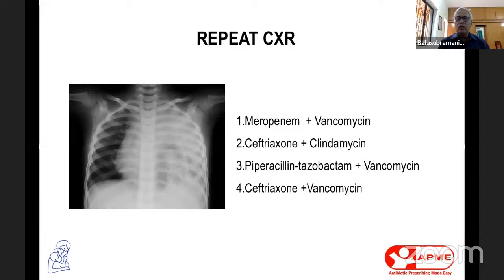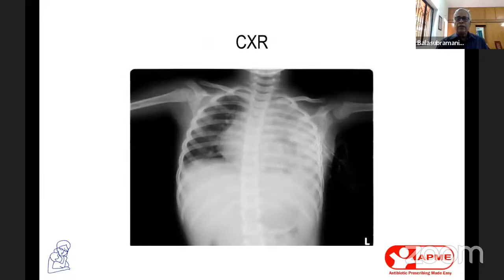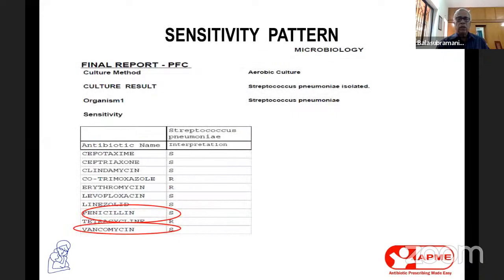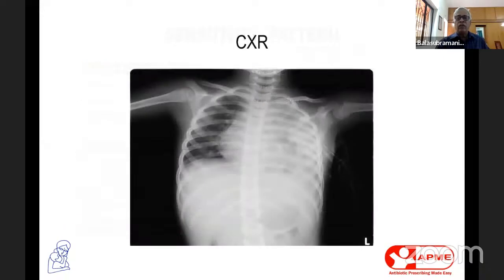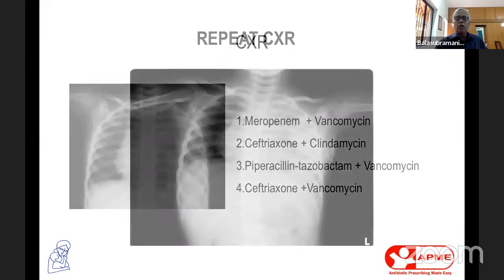Ceftriaxone plus Clinda to cover anaerobes and MSSA and also H-flu and penicillin-resistant pneumococcus. Piperacillin tazobactam to cover gram-negatives and anaerobes. Vancomycin to cover MRSA. Ceftriaxone plus vancomycin. See, in this child, we escalated to ceftriaxone plus clindamycin. X-ray was like this. And what we did, after escalating antibiotic, we called the surgeon.